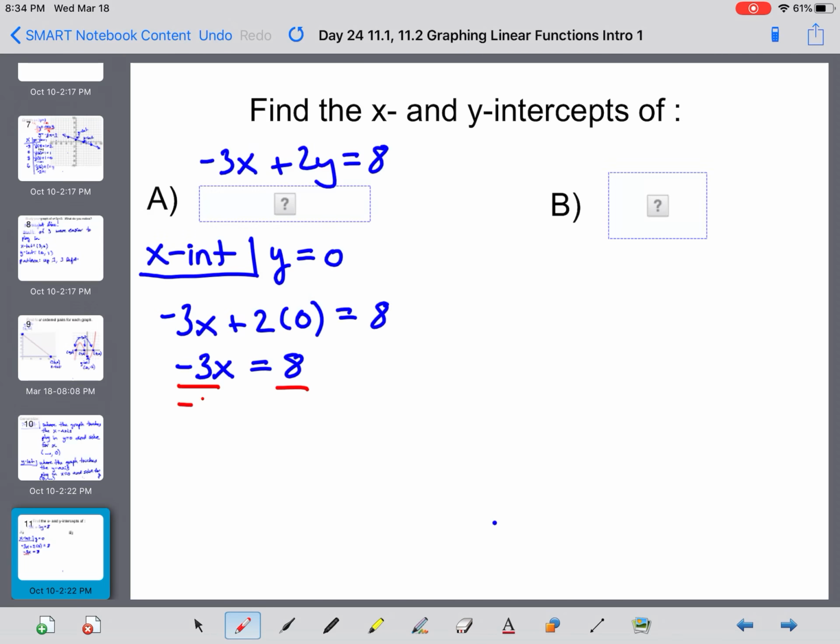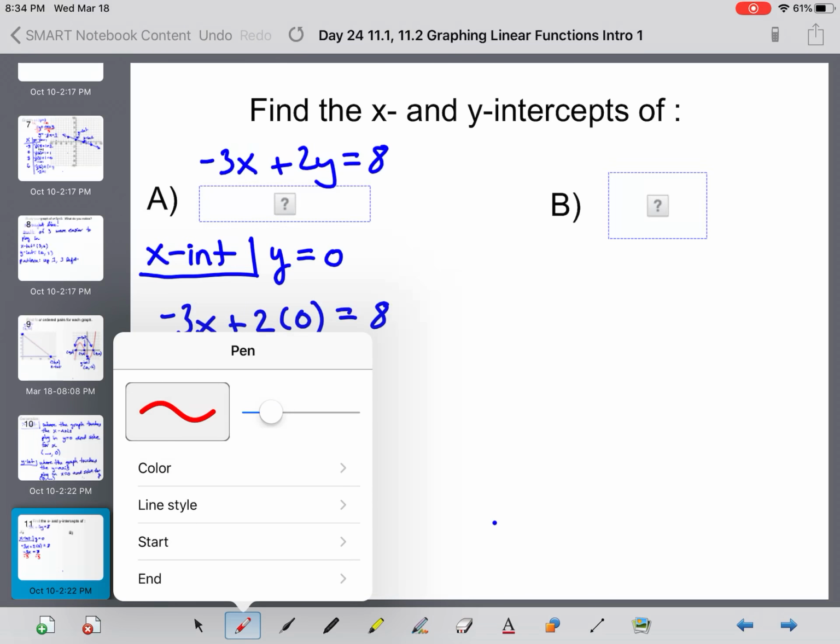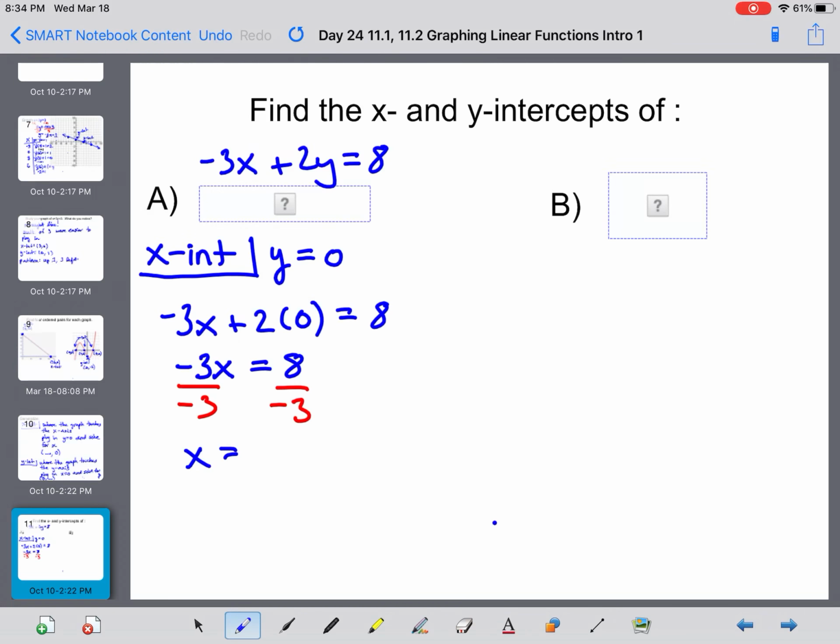So let's go ahead and get the x all by itself, and I'm going to divide both sides by negative 3. And that's going to give me my x-intercept. It's not pretty, but it's negative 8/3. If you want to write it as negative 2 2/3, that's just fine. But my x-intercept is going to be at negative 8/3, comma 0.